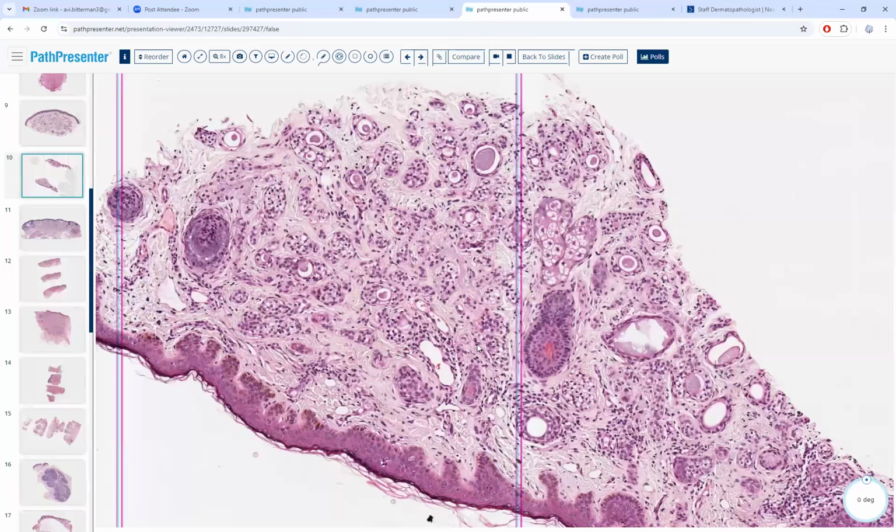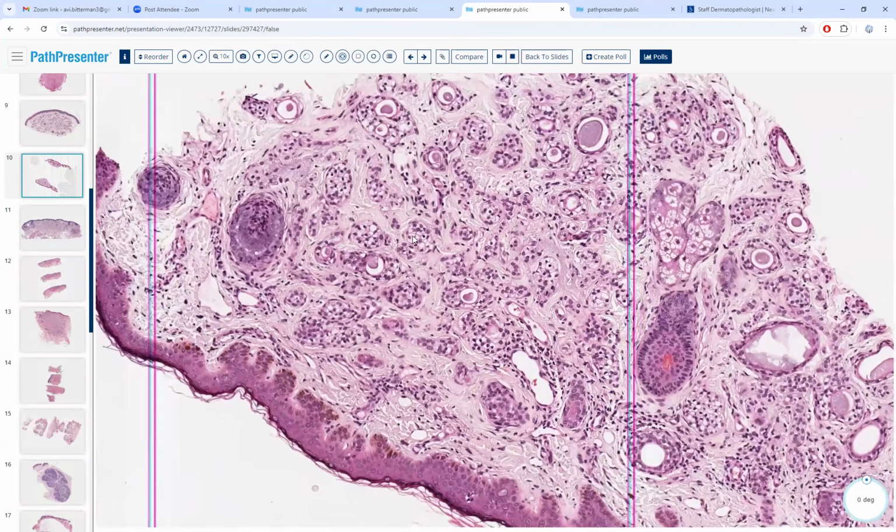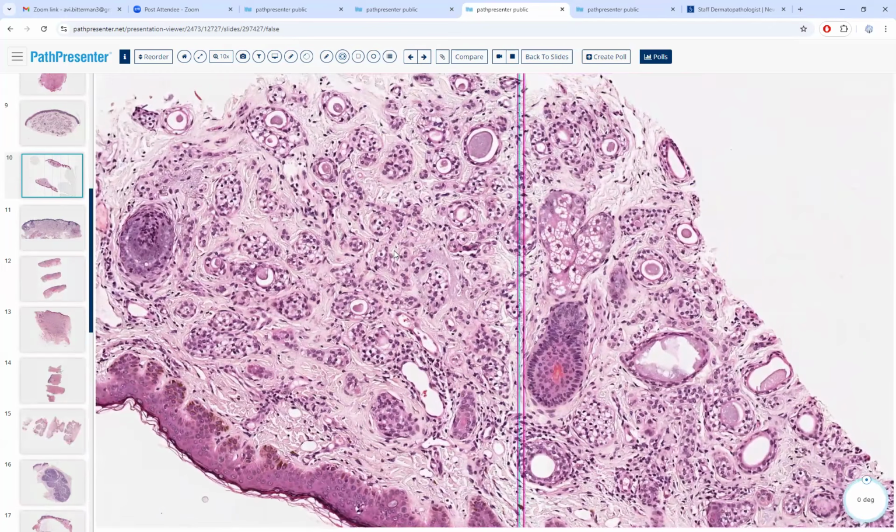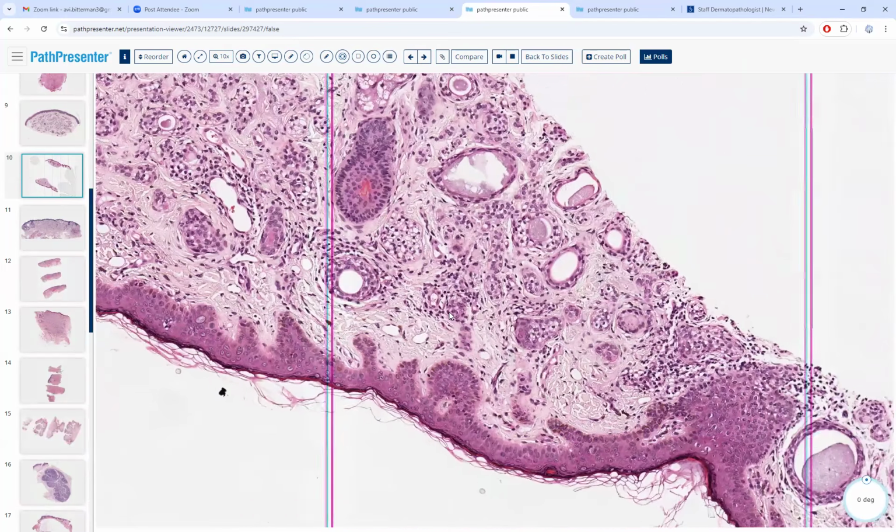This one has a lot more going on. This one has some pearls in it. You can see maybe, I guess, this palisading of the basal cells to the right of the specimen. I don't know if that's necessarily all palisading.